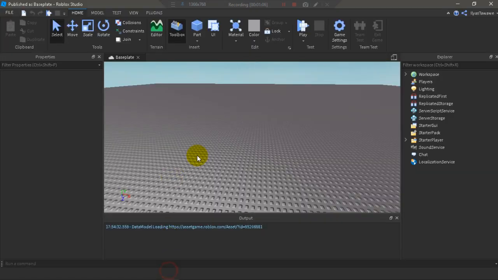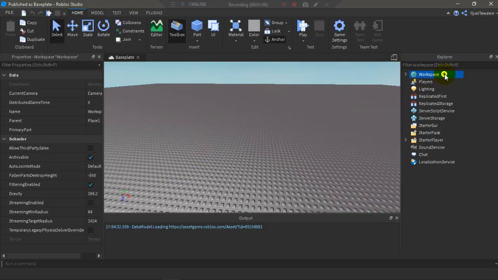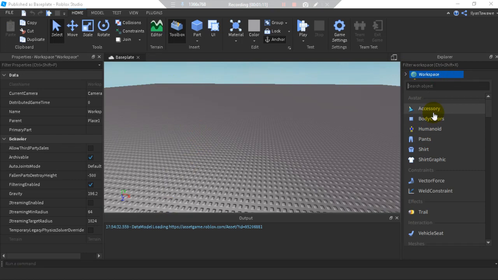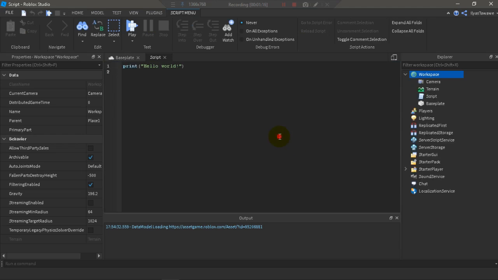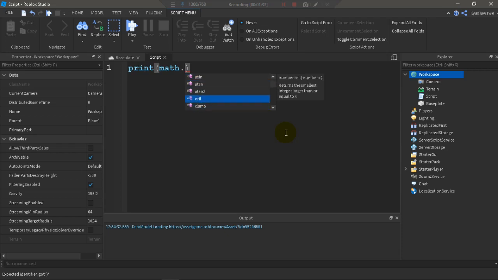Well, let's try it here. I'm just gonna make a script, and I'm just gonna zoom in for you guys. Cool. Now print math, so we should call the library and then dot, and then we have access to all our stuff. Cool. Now let's try math.abs, or absolute value.